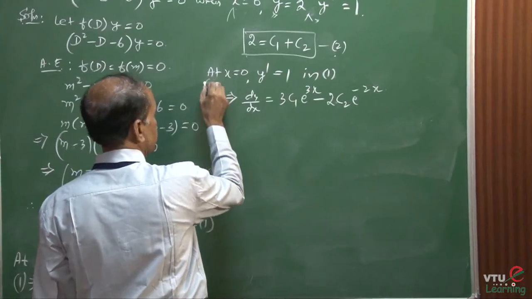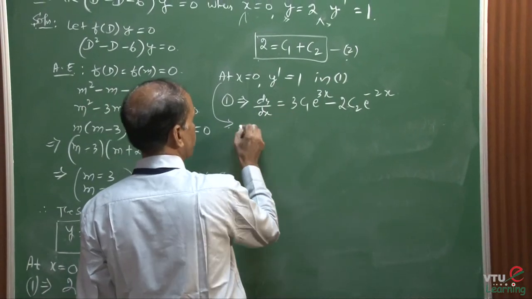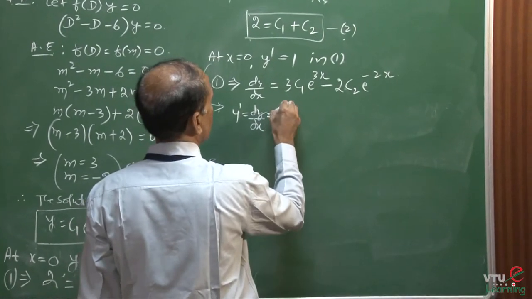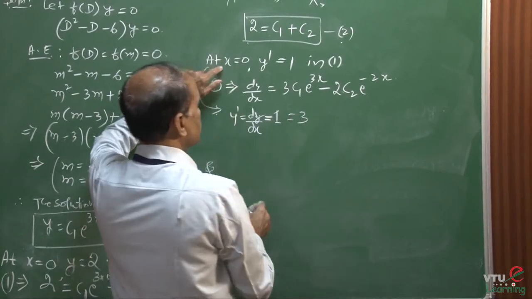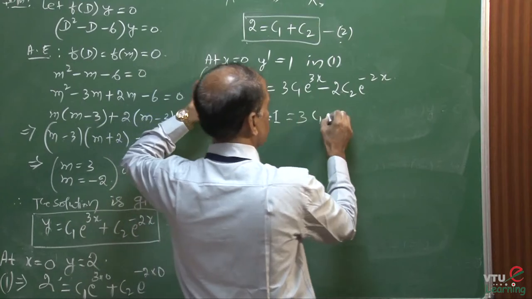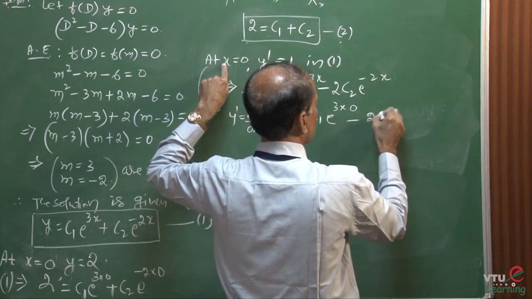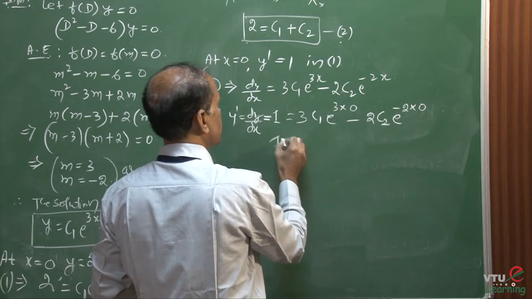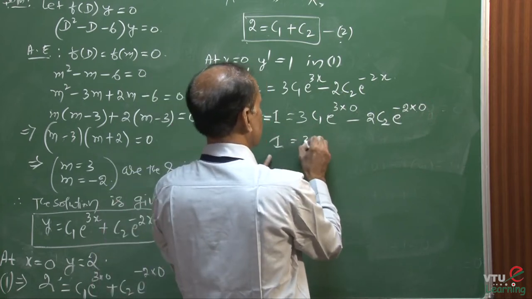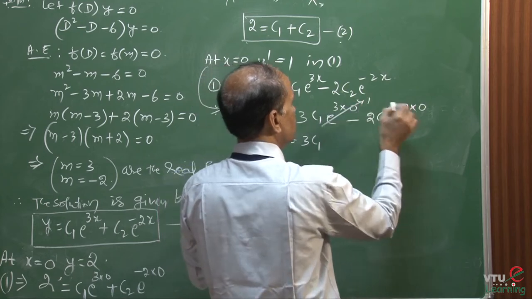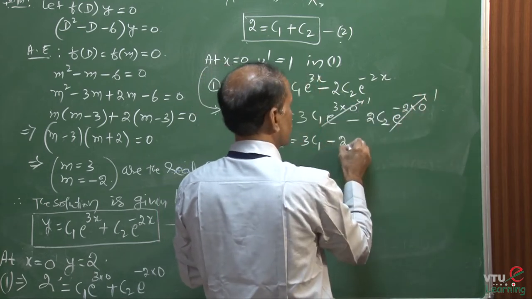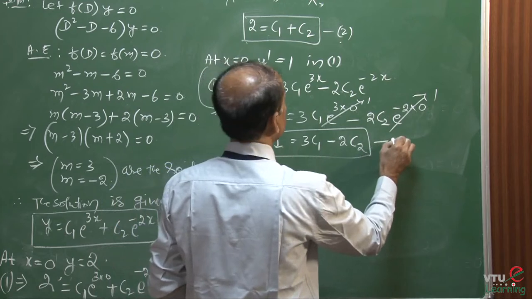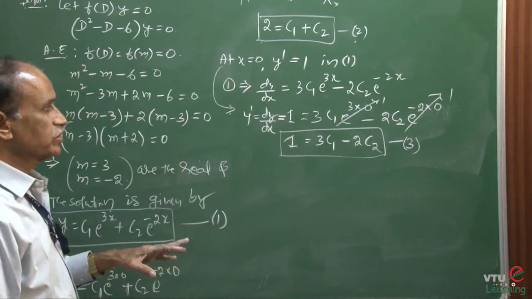Then, now this condition helps us, y dash means dy by dx, it is nothing but derivative. This is equal to 1, left side you have to equate, and same x equal to 0, 3c1 into e to the power 3 into 0 minus 2 times c2 e to the power minus 2 into 0. This becomes 1 is equal to 3c1, you write as it is, and this becomes 1 and this becomes 1 minus 2 times c2. So, this gives us equation number 3.